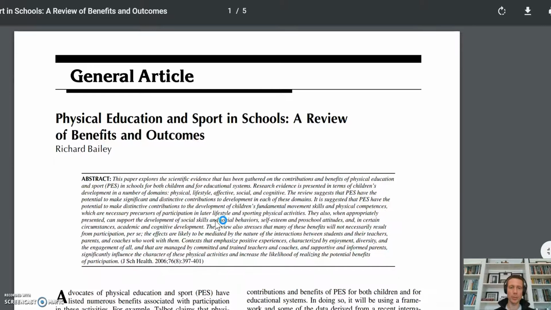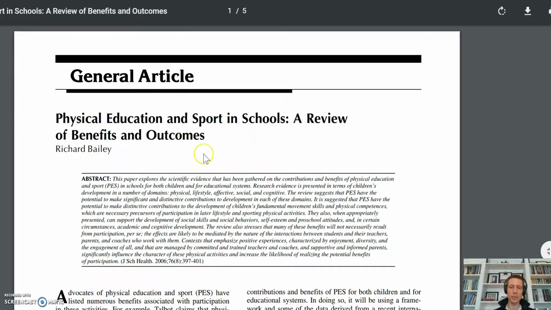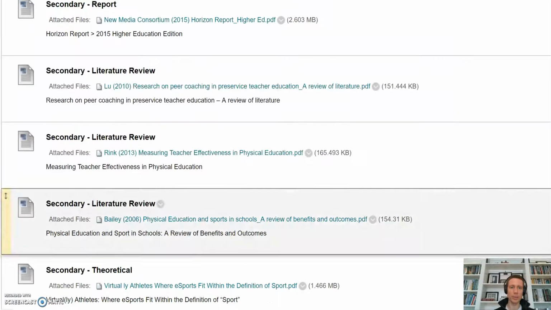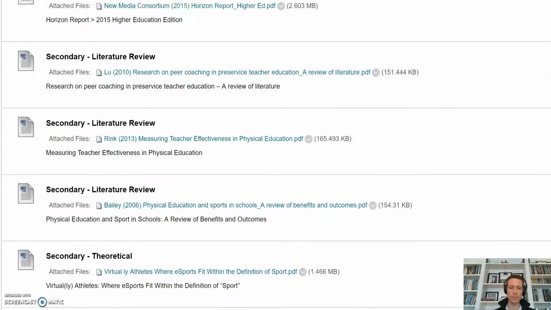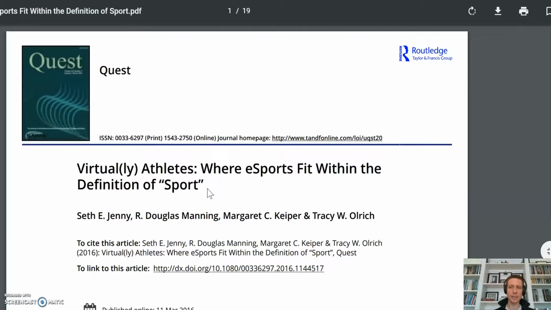Here's another example of a literature review. Physical education and sport in schools, a review of benefits and outcomes. So this is not primary research. This is information, studies that they have found themselves, and they're reporting on multiple different primary research articles. So here is a theoretical paper. So this could be a secondary source.